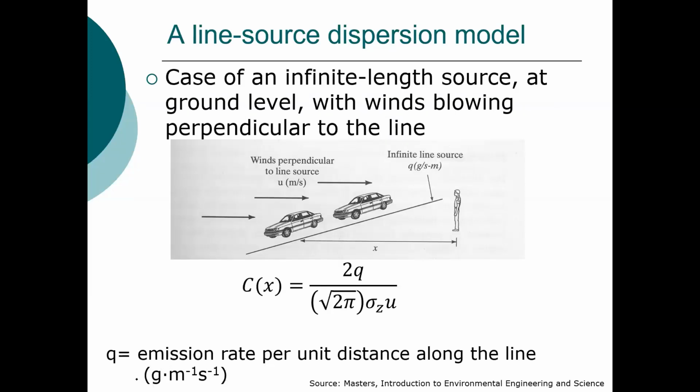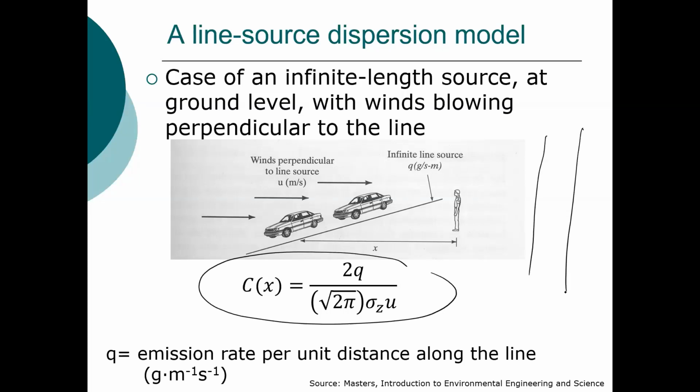If that is the case, then we can use this equation here. So think of this as here's our road, and the cars are moving along the road. The wind, I'll just do it this way, is in this direction here. So the wind is perpendicular to the road, and we have some homes over here, and we're worried about the exposure of these people to, let's say, carbon monoxide.